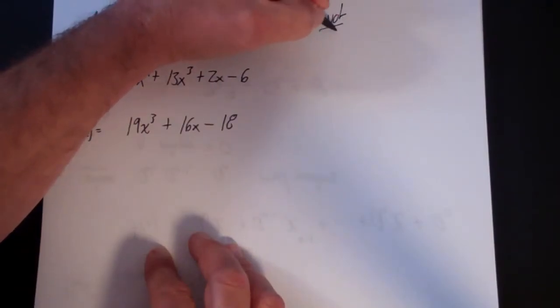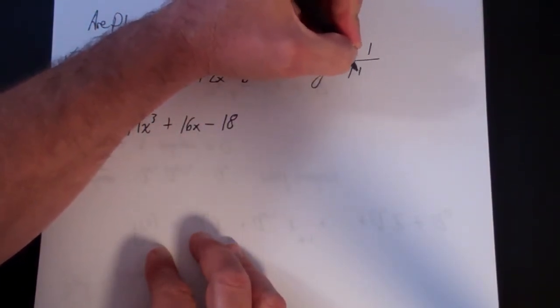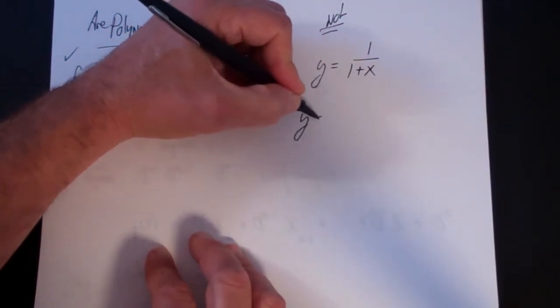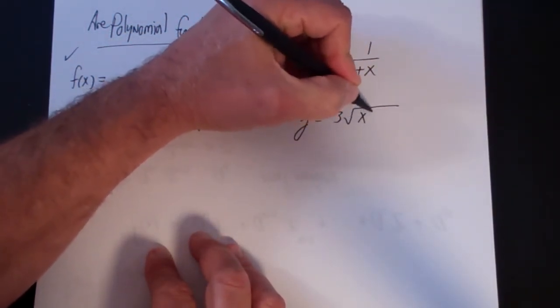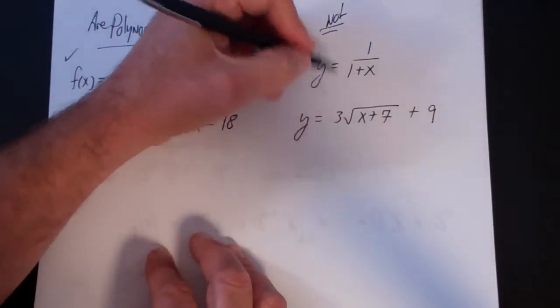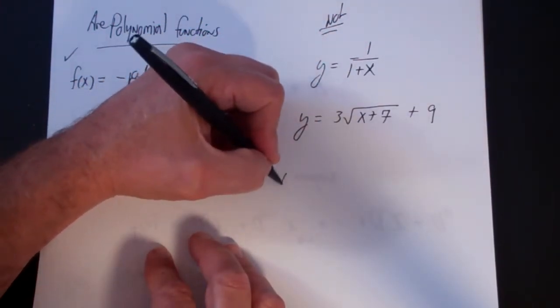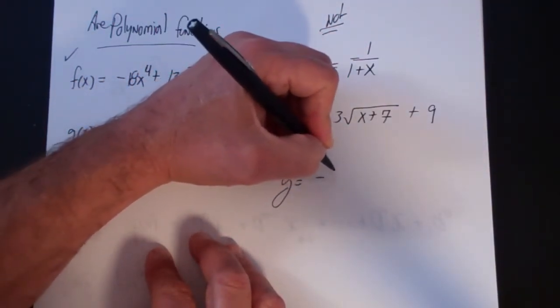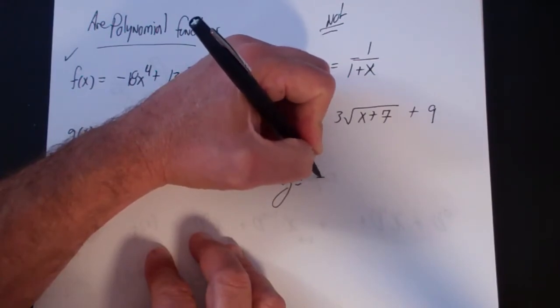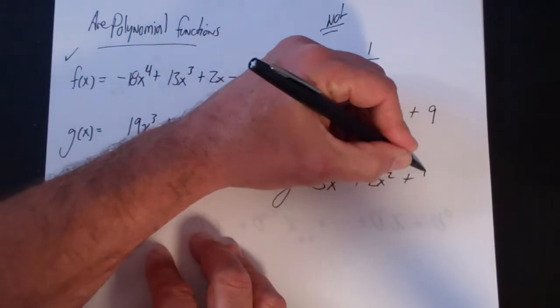Examples that are not: one example would be y is equal to 1 over 1 plus x. Another, y is equal to 3 times the square root of x plus 7, plus 9. Let's see why this isn't. Well, you have an x, but it's an x which has a negative exponent. Another example would be 3x to the minus 5 plus 2x squared plus 7.